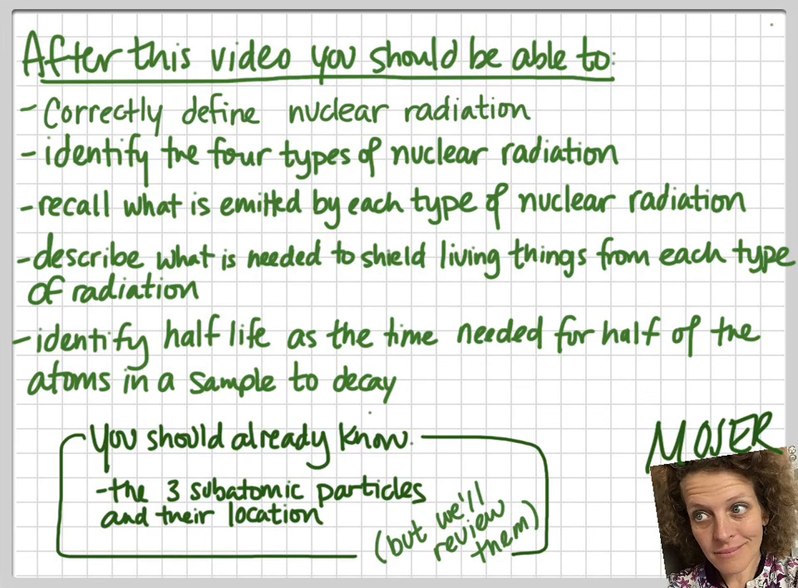After this video, you should be able to correctly define nuclear radiation, identify the 4 types of nuclear radiation, recall what is emitted by each type of nuclear radiation, and describe what's needed to shield living things from each type of radiation. You should also be able to identify half-life as the time needed for half the atoms in a sample to decay. You should already know the 3 subatomic particles, their location, some of the basics of atoms, but we're going to review those real quick anyway.